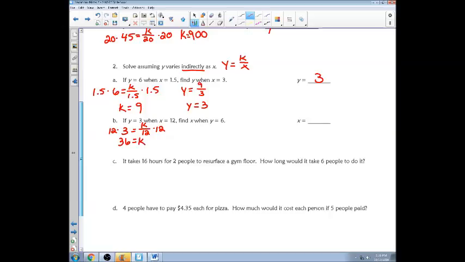So now it says find x when y equals 6. So I'm going to plug 6 in for my y value. I'm going to plug 36 in for my k, and x just stays x. Now, this is going to have to be a two-step process to solve for x. I need to multiply by x to get the x out of the denominator. So I'll have 6x is equal to 36. Then I would divide by 6. So x would equal 6.